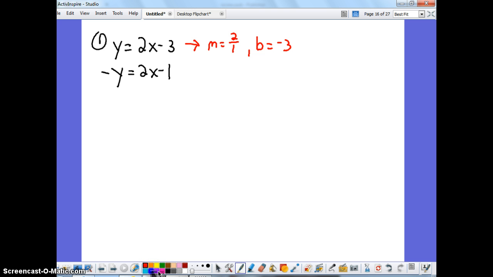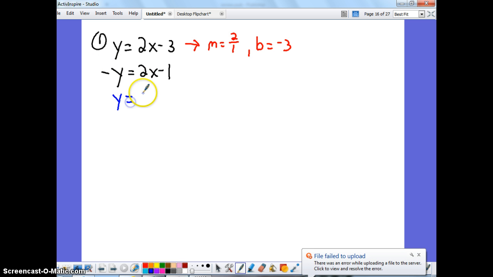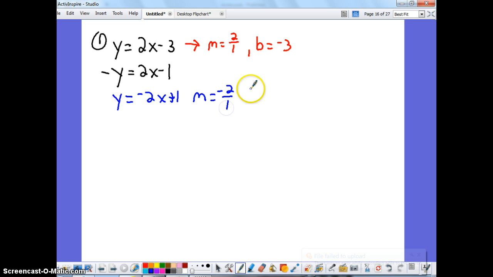All right, the second one, I'm going to solve this using a different color. I need to get rid of this negative y. So I've shown you that all you have to do is switch all the signs. This becomes y equals -2x plus 1. The slope there is -2 over 1, and my b value, the starting point, is going to be at 1. Remember, that's your y-intercept.